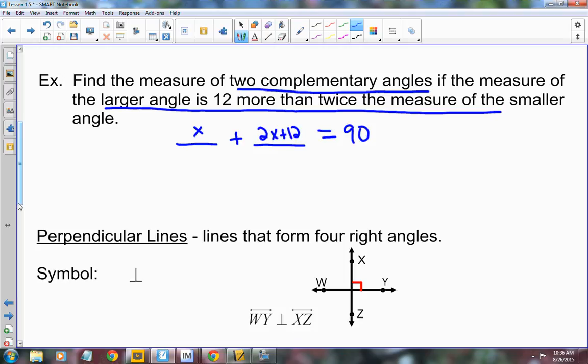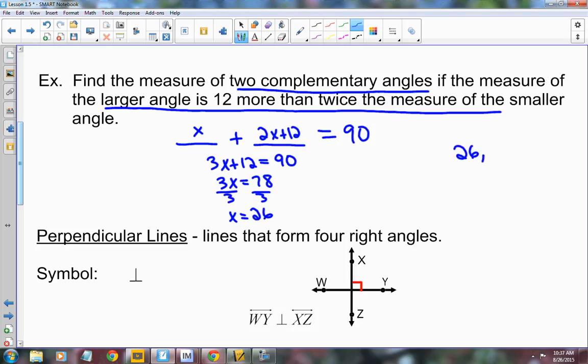All right, so we add them together, set them equal to 90, and we'll figure out what one of them is, and then we can go and find the other. So we have 3x plus 12 is 90. Subtract 12 from both sides. Divide both sides by 3. And x ends up being 26, right? And so that is the smaller angle, right?